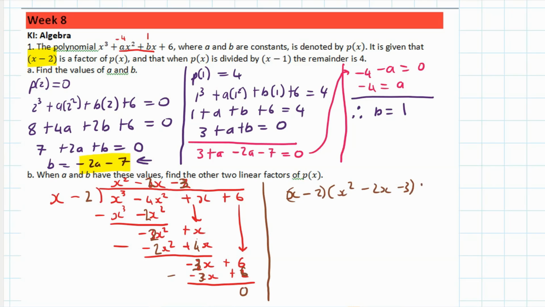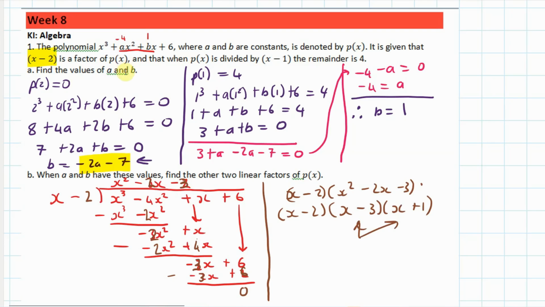right, that they're factors. So now we can factorize that second bracket, and when I factorize that, I'm getting x minus 3. Gee, I feel like I've done this one before. x plus 1, and there we go. So those are our other linear factors, this one and this one.